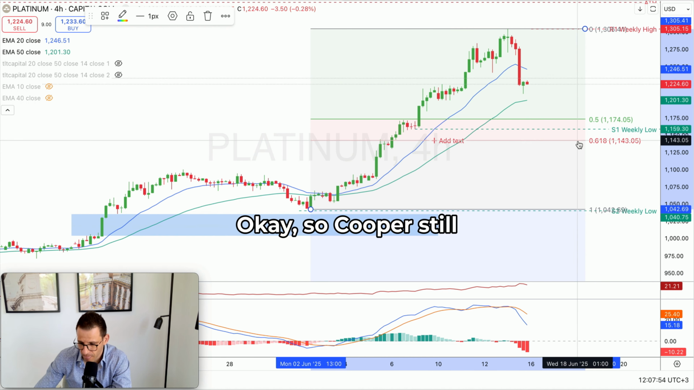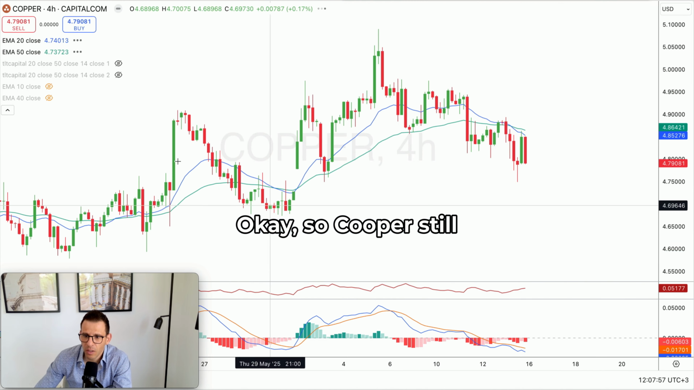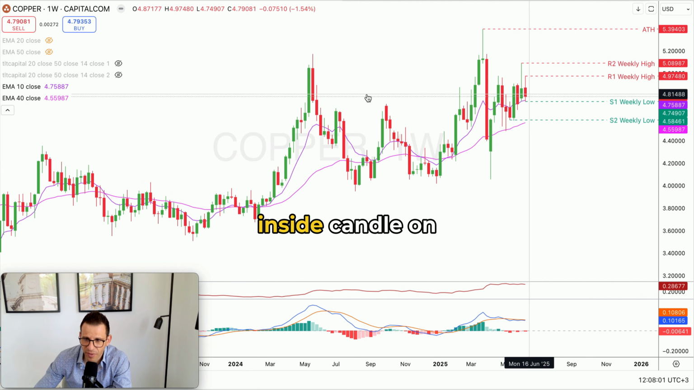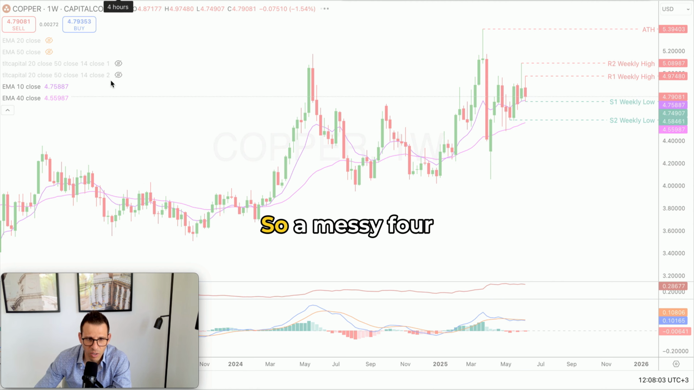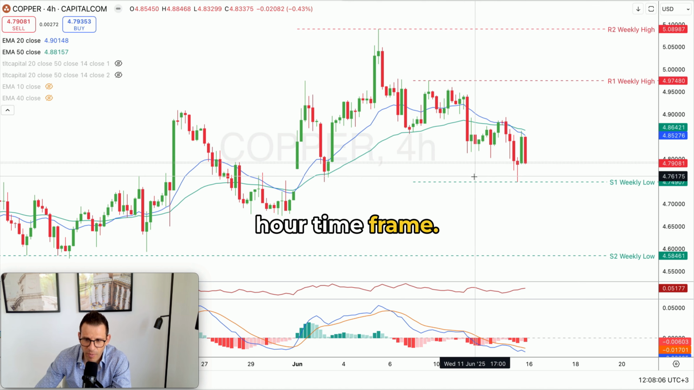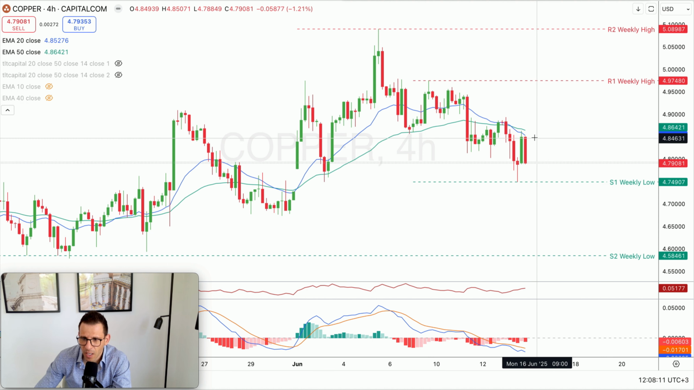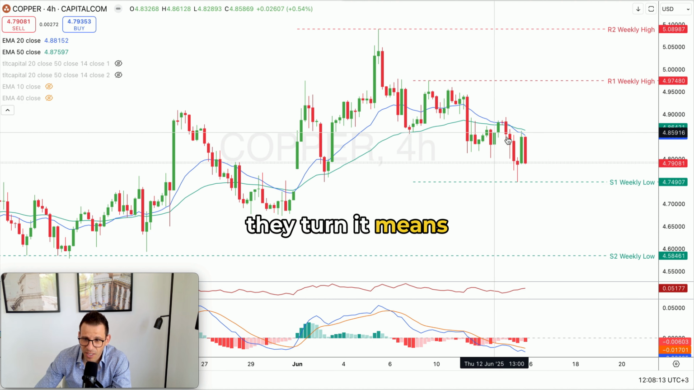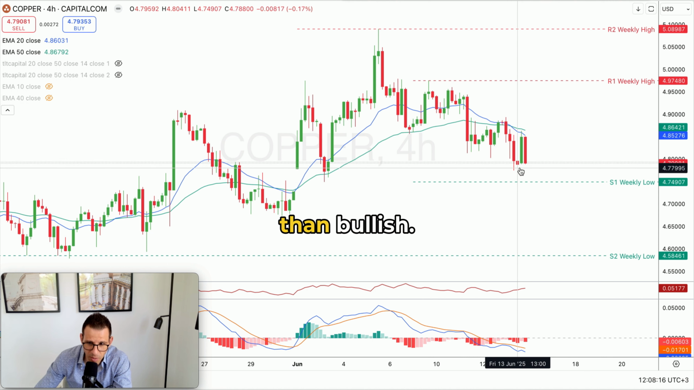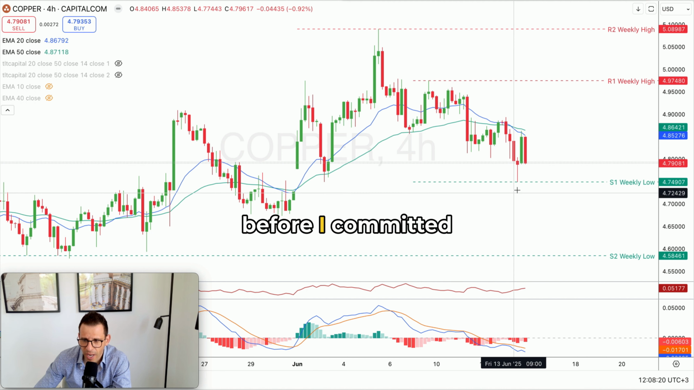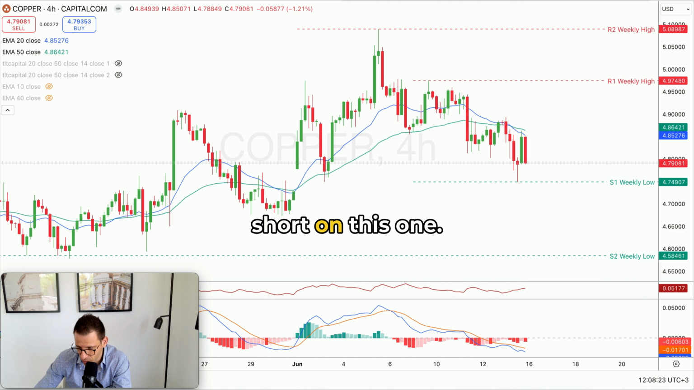Okay, so copper. Still sideways, another inside candle on the weekly chart, and a messy 4-hour time frame. The price tested this support last Friday. As the moving averages turn, it means the price now turns more bearish than bullish, but I want to see a further continuation before I commit to going short on this one.